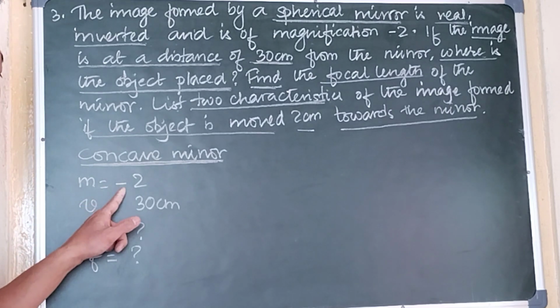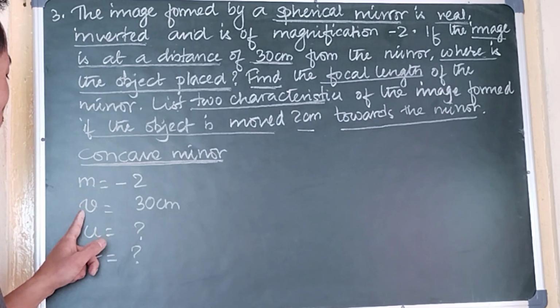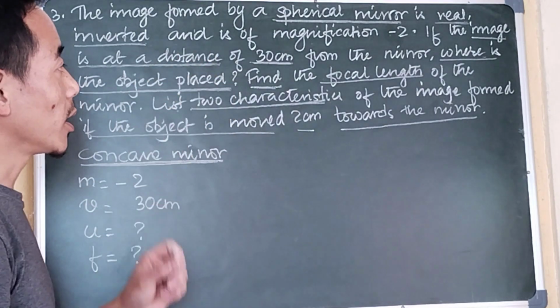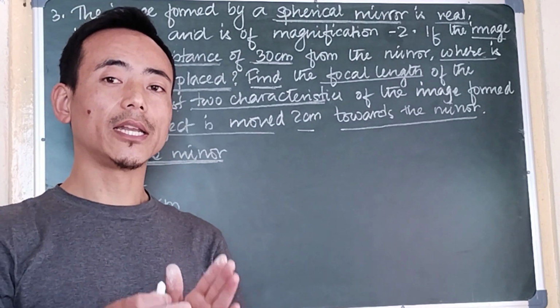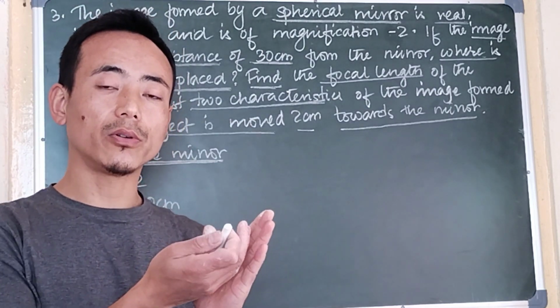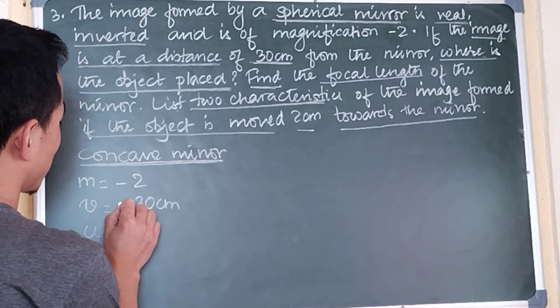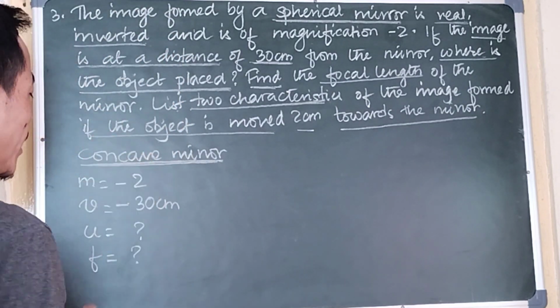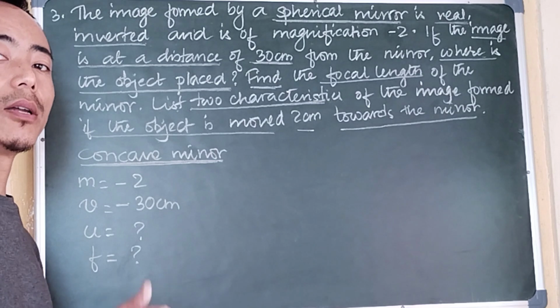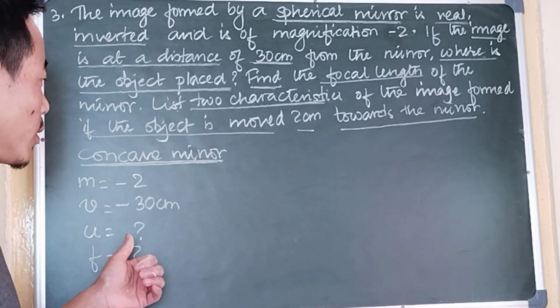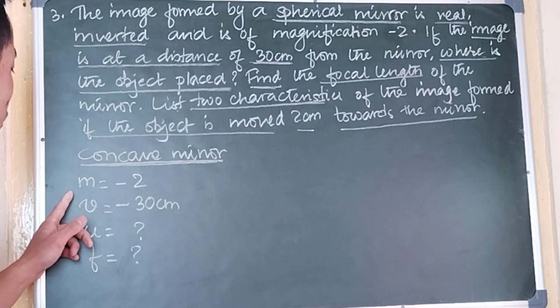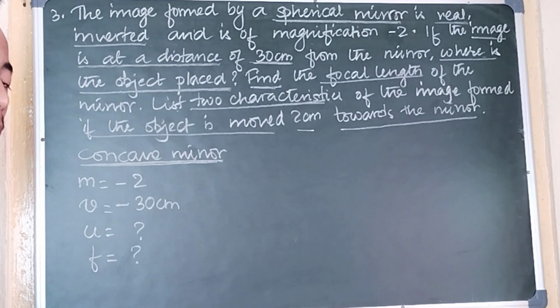So magnification, the sign convention is already given. Now image distance. So concave mirror, it forms real and inverted image. That means image will be on the same side as the object. So the sign convention for image distance here will also be negative. So you have to learn the sign conventions. Do watch that video on sign convention first. So these are the terms that are given.